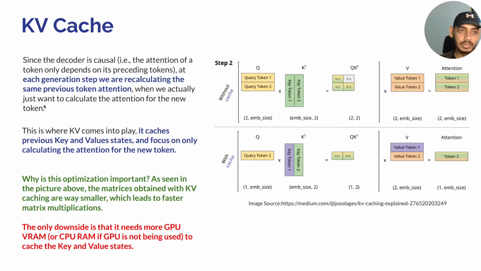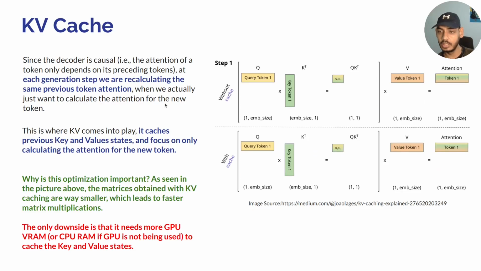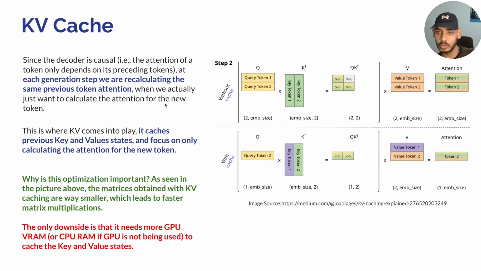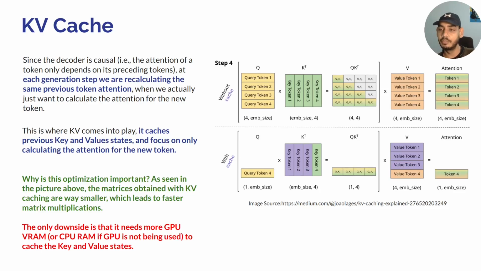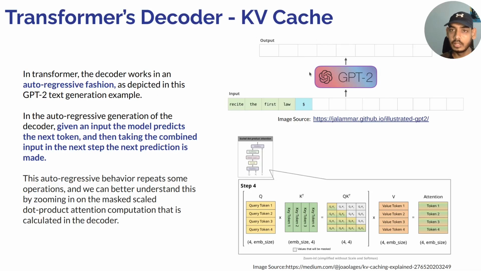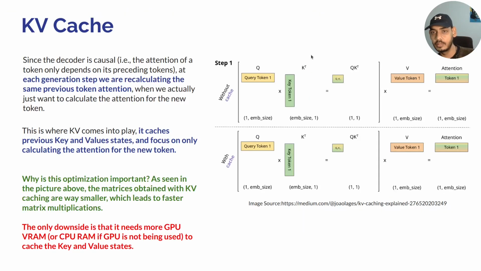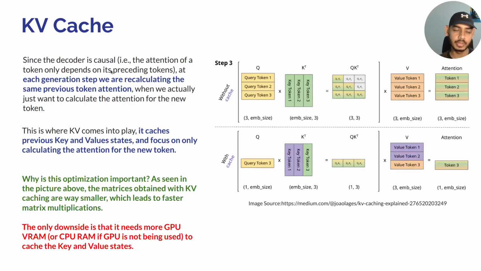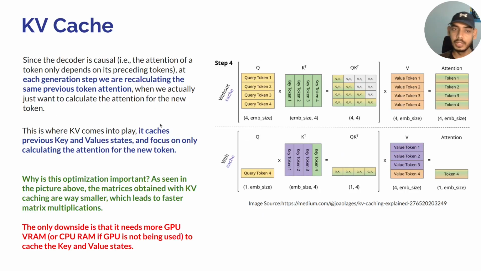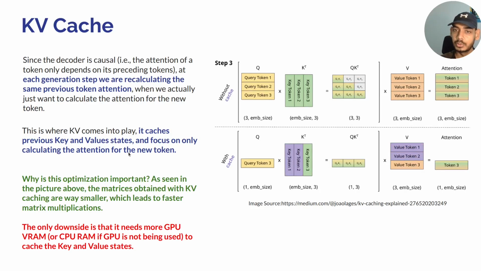So when we actually just want to calculate the attention for the new token: "a" is the new token for generating "robot", and "robot" is the new token for generating "may". That's the point here. This is where KV caching comes into play. It caches the previous key-value states and focuses only on the attention of the new token.